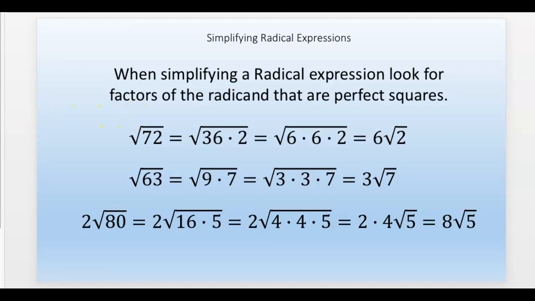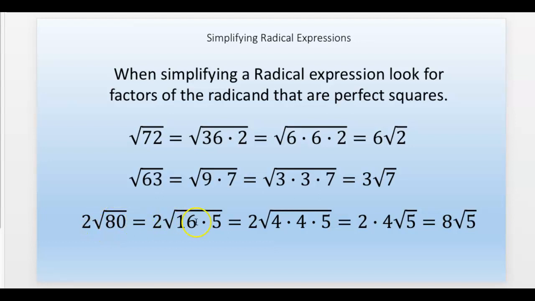We can do the same thing here for the square root of 63. 63 is 9 times 7, and 9 is a perfect square. It's 3 times 3. So you can take the 3 outside the radical sign and just leave the 7 inside. And it's okay if the radical has a coefficient. If there's a 2 in front already, that's okay, just leave it there.